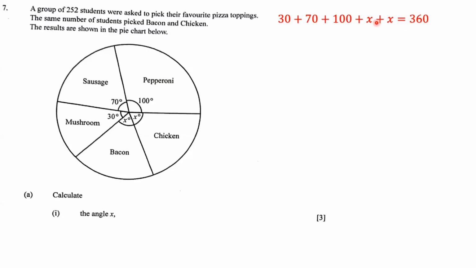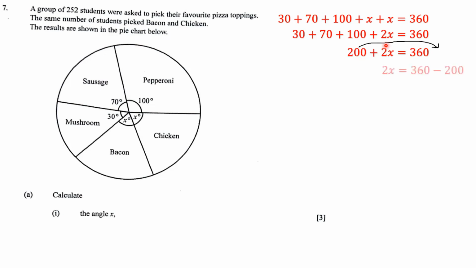And so now we're just going to solve this equation for x. So x plus x is definitely 2x. We just write these other numbers down. Now we're going to add these numbers. 30 plus 70 is 100. Plus 100 again is going to be 200. And so we have 200 plus 2x equals 360. Send that 200 over. We're going to have 2x equals 360 minus 200. And 360 minus 200 is definitely 160. We say 2x equals 160.